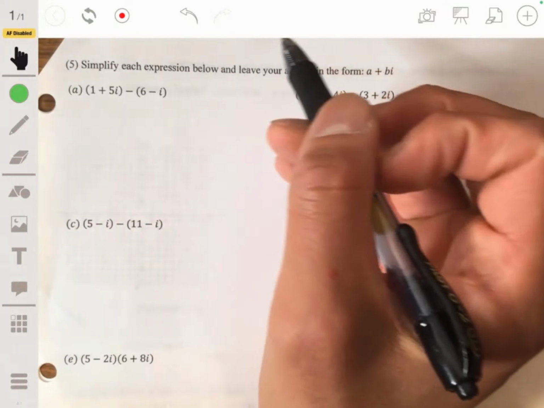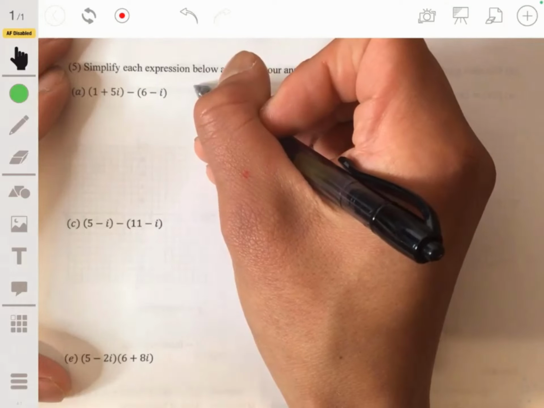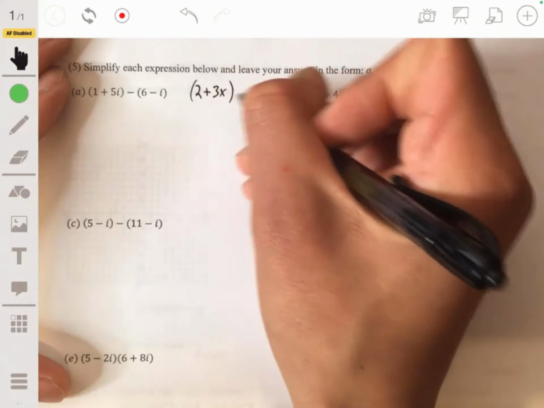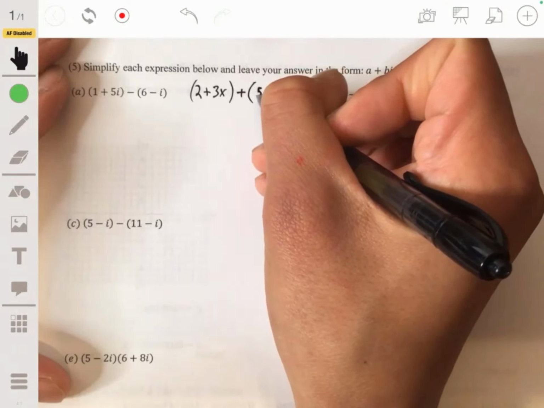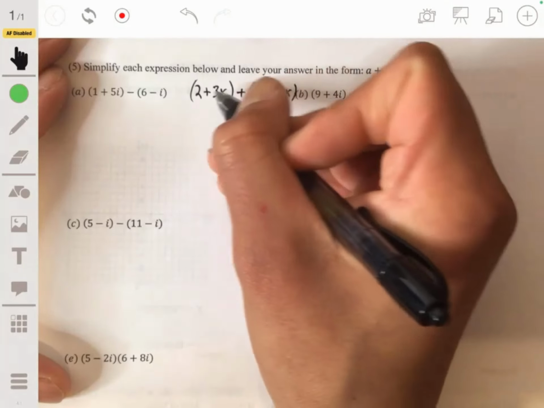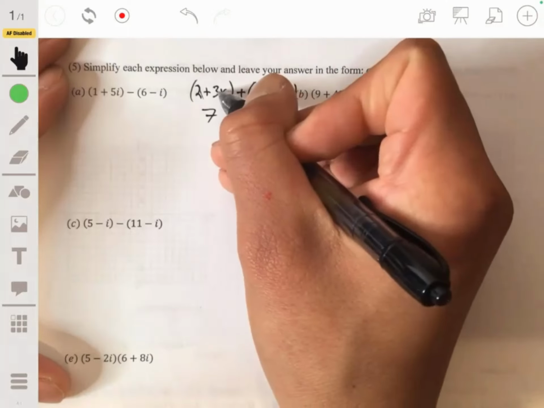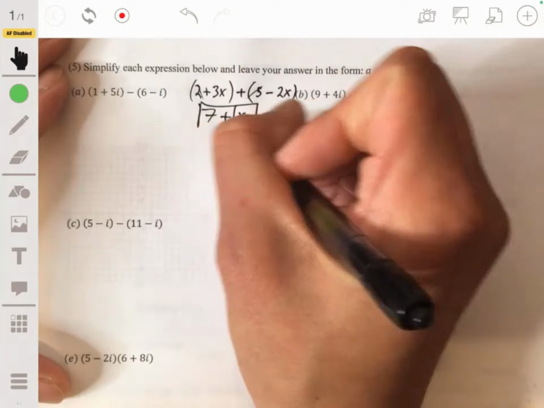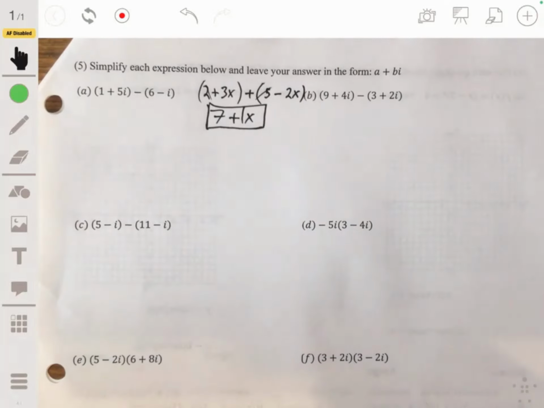So just like how you would add, let's say you have 2 plus 3x plus 5 minus 2x. Like terms are 2 and 5, so that would be 7. And 3x and minus 2x will give you 1x. So just treat the i like you would the x when you're adding and subtracting.